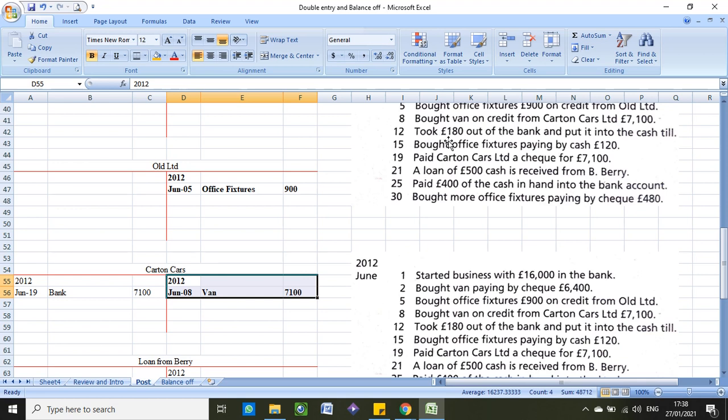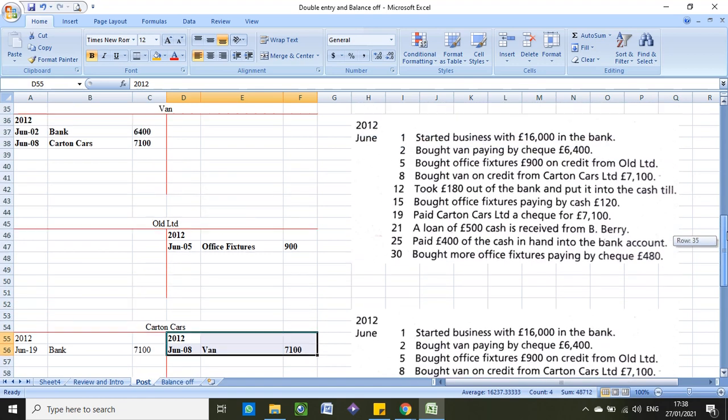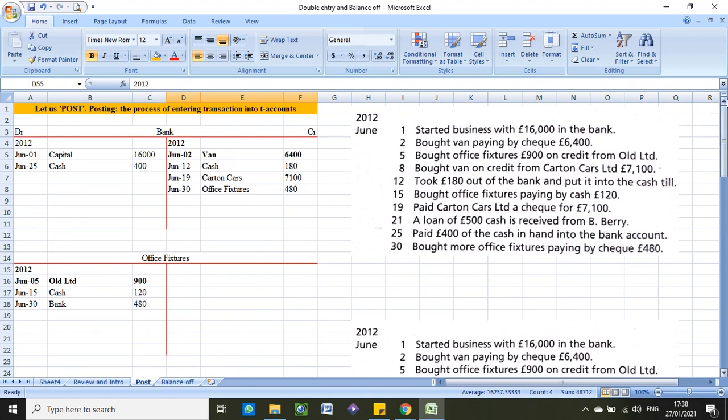Took 180 out of the bank and paid it into the cash till. So the money is staying within the business. It seems that we ran out of cash, so we went to the bank, we took out 180, but we took it directly to our cash till, which is basically cash in hand or simply cash. If we're taking money out of the bank, an asset account, it will decrease because money is being taken out. So I need to do a credit entry, June 12th, description cash, 180.